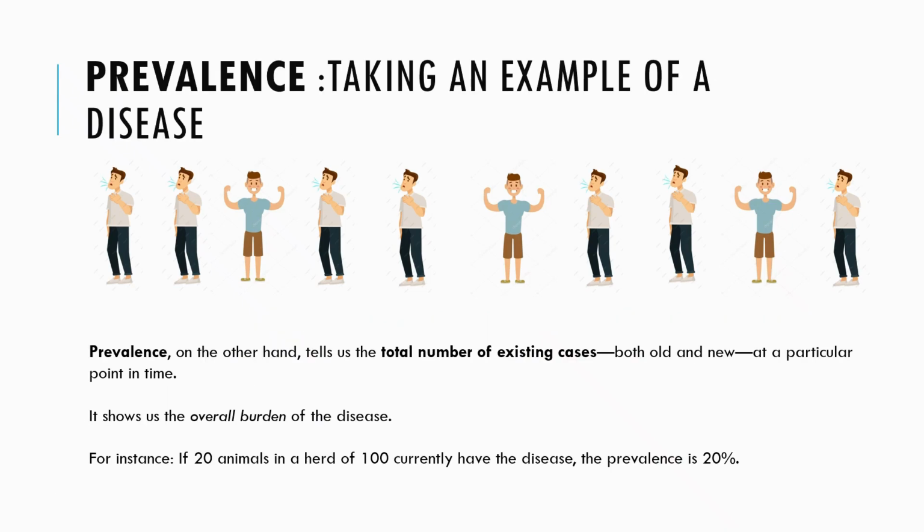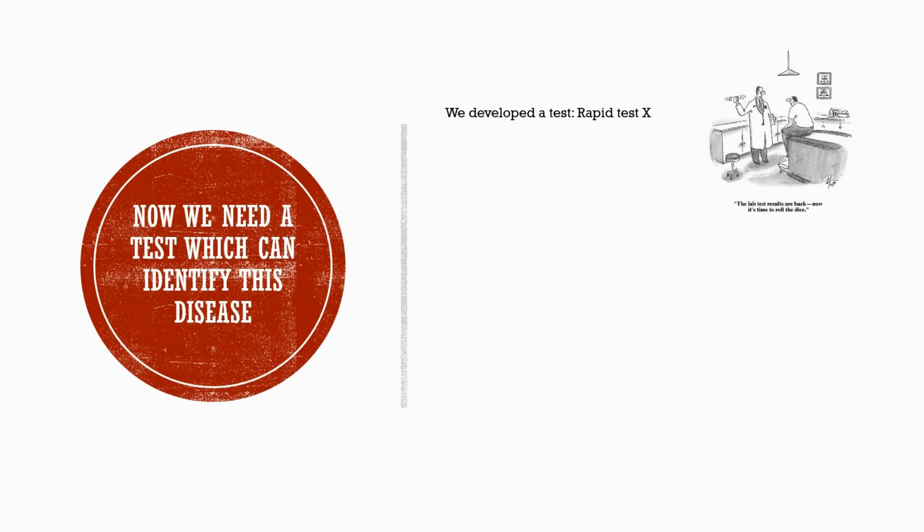Prevalence, on the other hand, tells us the total number of existing cases that include both the new and the old at a particular point of time. It shows us the overall burden of the disease. For instance, if 20 animals in a herd of 100 currently have the disease, then the prevalence is 20%. Now we need a test which can identify this disease. So we developed a test, rapid test X.